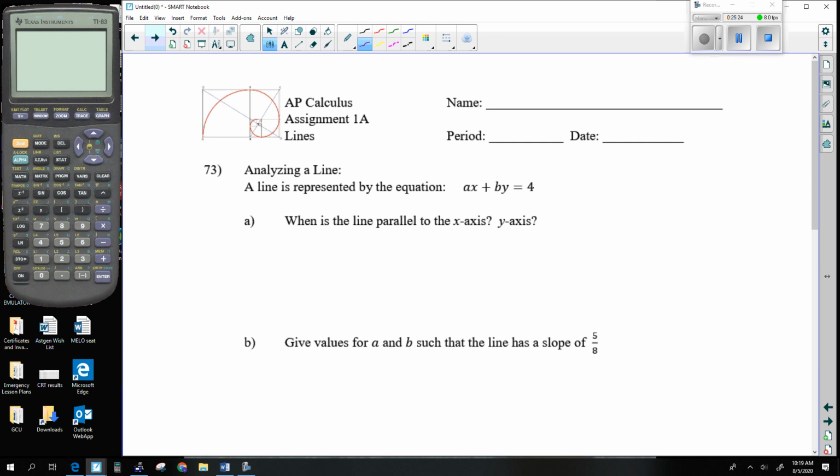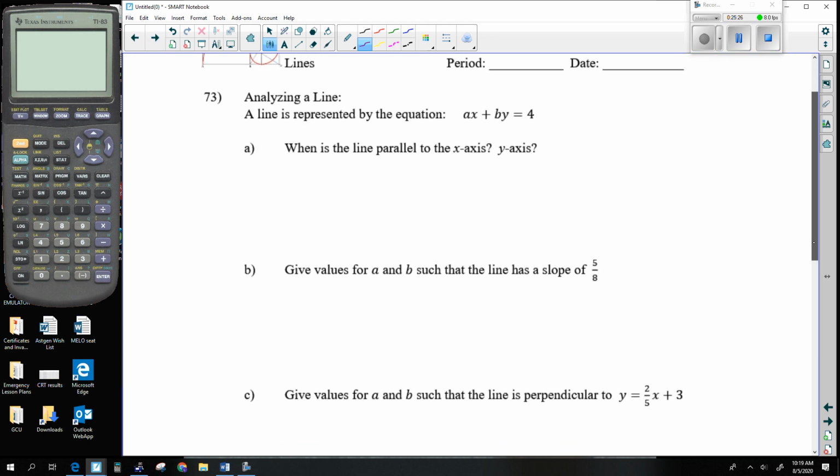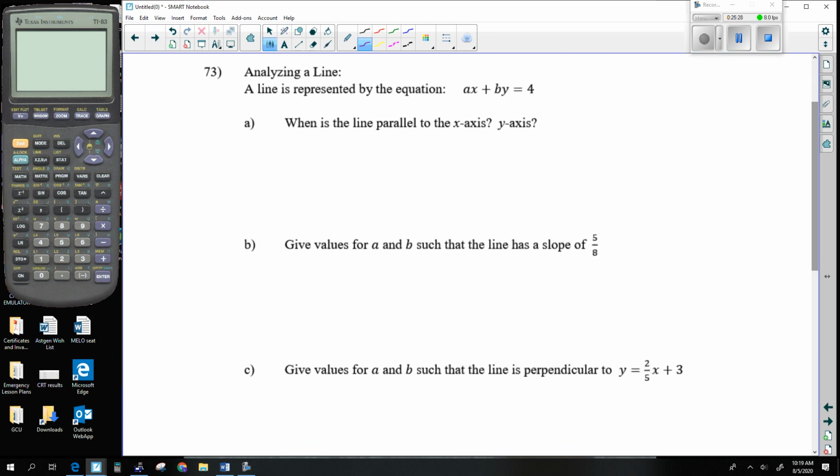We have to kind of be getting close to the end now. All right, here we go. Analyzing a line represents the equation ax plus by is equal to 4. What is the line parallel? What is the line parallel to the x-axis and y-axis? All right.